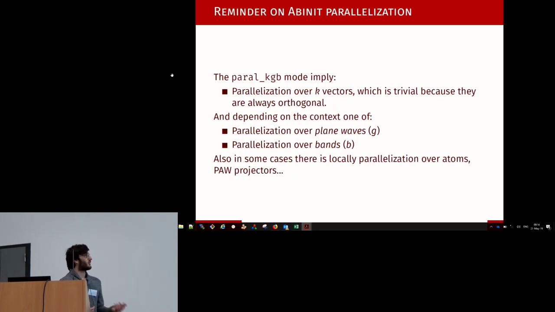So for example, you may have a few bands on a given CPU and all bands. Also in a local context, you can have other kinds of parallelization, like parallelization over atoms or PAW projectors in PAW, but it's less important for me.